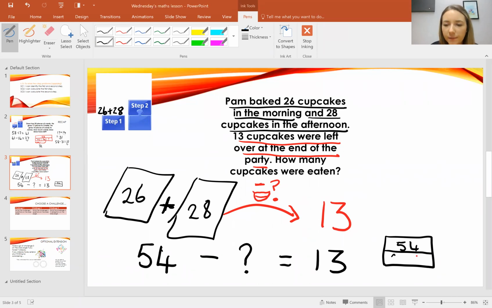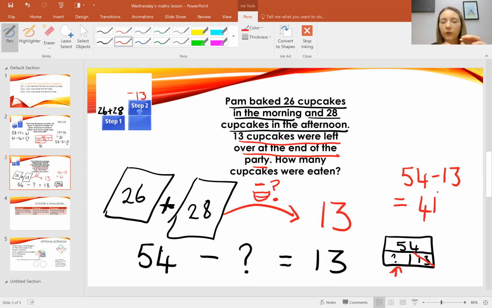54, take away something, equals 13. So we know now that we need to take away 13 in order to find out that missing number. So 54, take away 13 equals, so our second step was to take away 13. 4 ones take away 3 ones is 1 one, and 5 tens take away 1 ten is 4 tens. So the answer is 41 cupcakes were eaten.